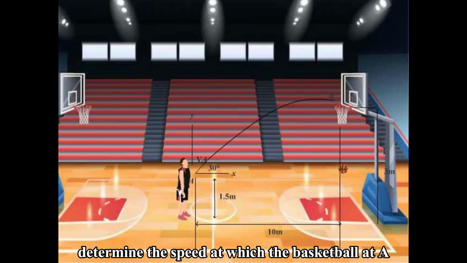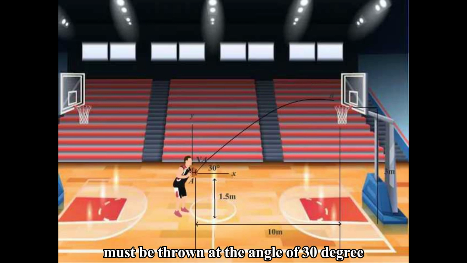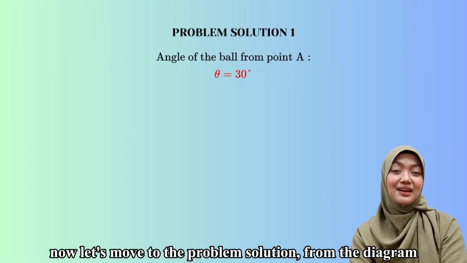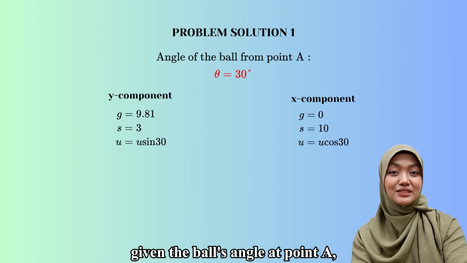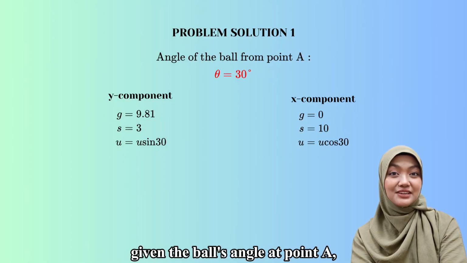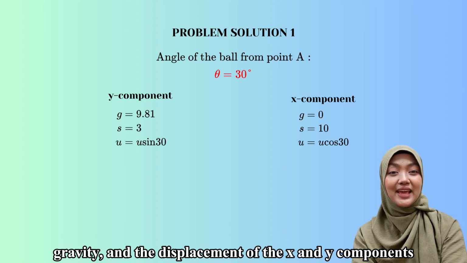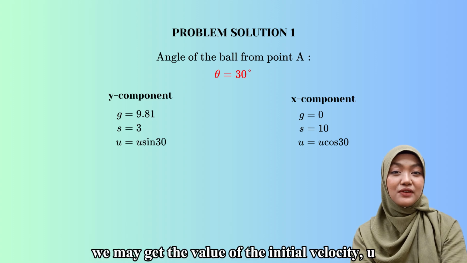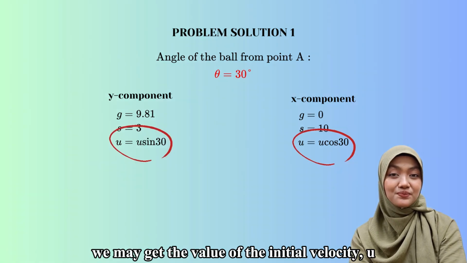Determine the speed at which the basketball at A must be thrown at the angle of 30 degrees so that it makes it to the basket at B. Now, let's move to the problem solution. From the diagram, given the ball's angle at point A, gravity, and the displacement of the x and y components. By using the angle, we may get the value of the initial velocity u.